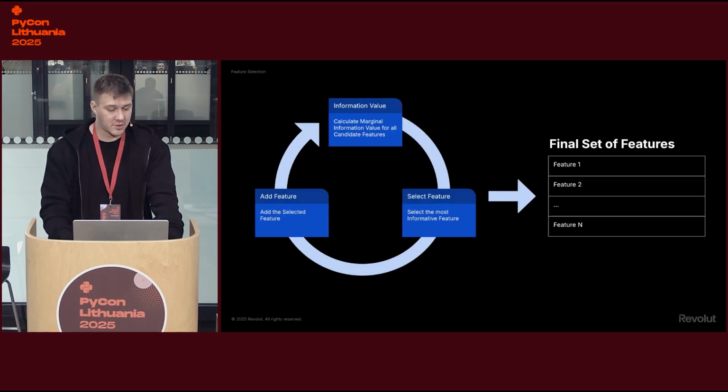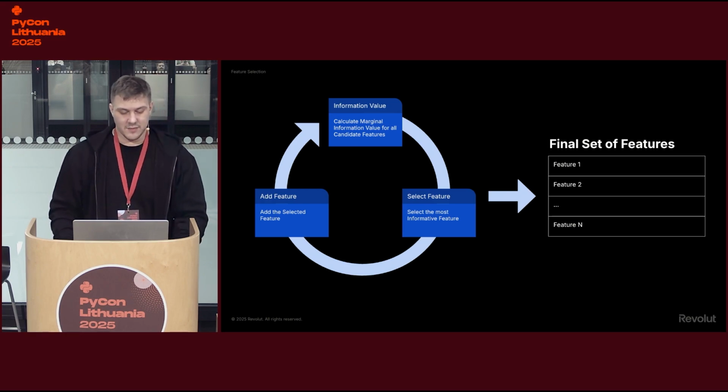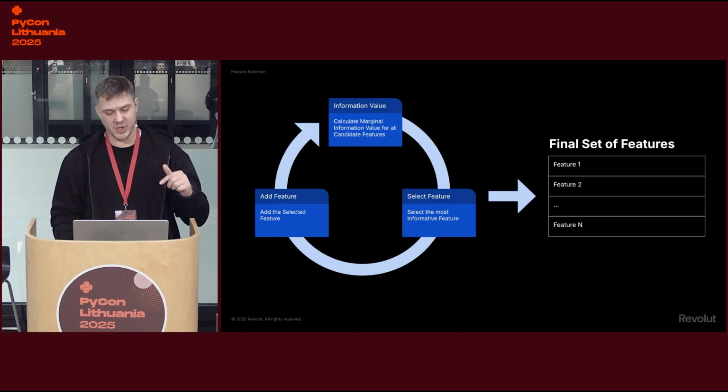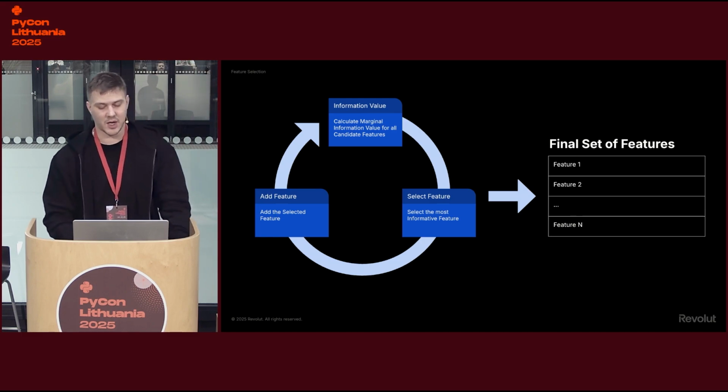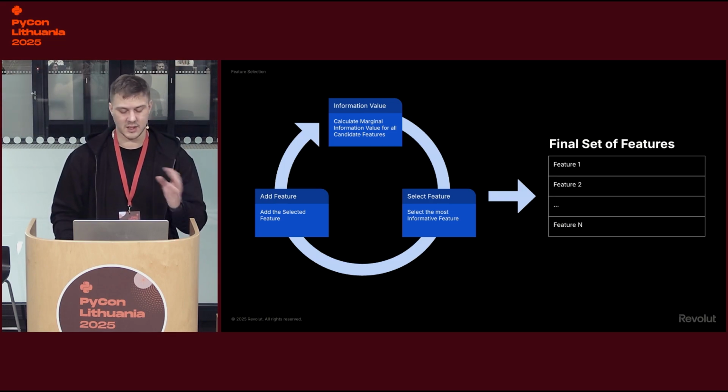Now getting to the information value or to the model building process itself. First of all, as I mentioned, we calculate information value for all the features. Then we select the most predictive feature. Then we add it to the model, and then we repeat. Essentially, that allows us to come up with the final set of features where n can be controlled. So we can define an end condition. For example, if we want only 10 features to be inside the model, we can set it and come up with a model with the 10 most informative features.